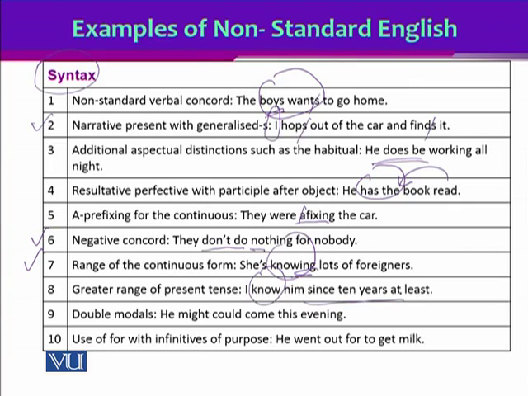In number 9, double modals. "He might could come this evening." Either it should be "he might come this evening" or it should be "he could come this evening." We cannot make both of these choices in standard English in one sentence. And number 10, use of for with infinitives of purpose. For example, "He went out for to get milk." "He went out to get milk" is the standard form.